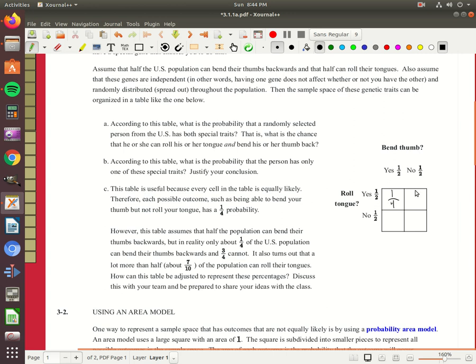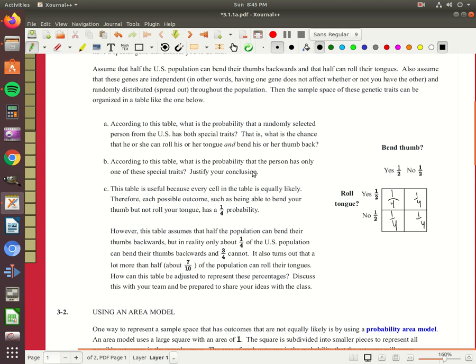There is a 1 in 4 chance that you can't bend your thumb, but you can roll your tongue. Hopefully we're seeing how we read these tables. If you're in this box, that's a no for bend thumb, but that's a yes for roll tongue. If I'm in this box, there's a 1 in 4 chance that I can bend my thumb and I cannot roll my tongue. And there's a 1 in 4 chance that I can't do either, according to this 50-50 table.